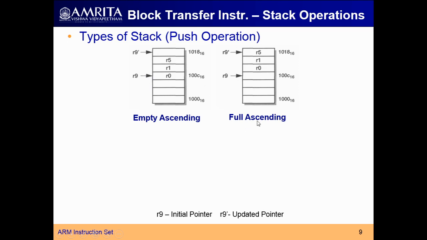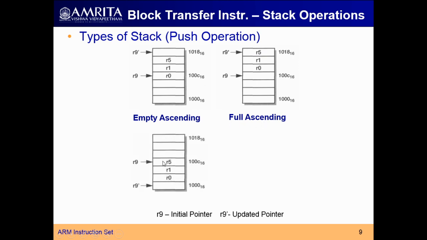So why is it known as full ascending? Why is it known as full? Because the updated pointer is pointing to a location where data is present. So that is what is known as empty ascending and full ascending. Next one, what is this known as? Whether the address location is incrementing or decrementing. How will you see that? You can see that the initial pointer was here, and the updated pointer is here.